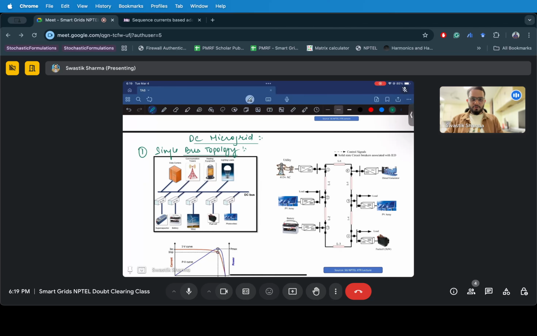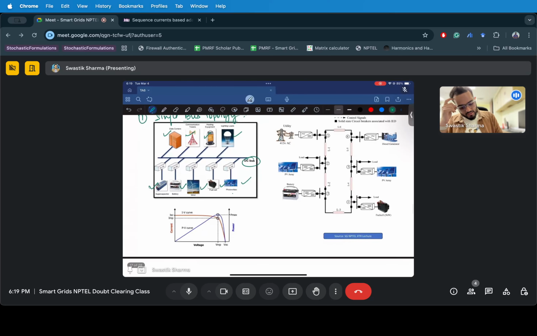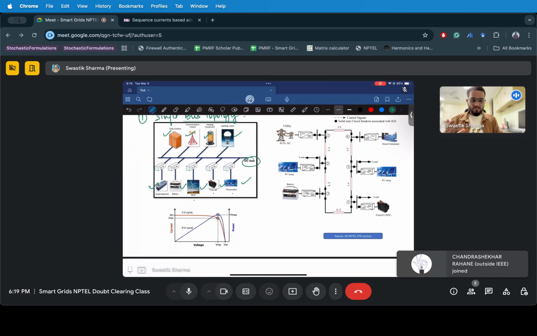So in a single bus topology, there is only a single DC bus, as you see here, and all of your loads and your distributed generation are connected directly across it. So you see your data centers, your communication towers, your heating equipment or your lighting loads all can be directly connected across your DC bus, and you can have all forms of DC powering equipment like supercapacitor, battery, wind, fuel cell, and photovoltaic. Photovoltaic, fuel cell, and wind we have discussed in week 1 and week 2.